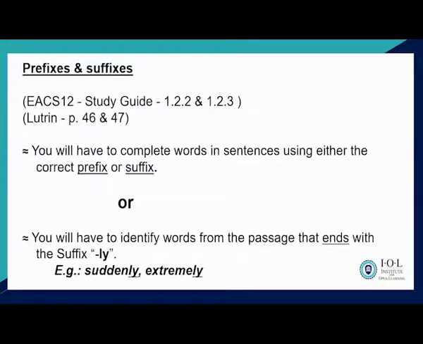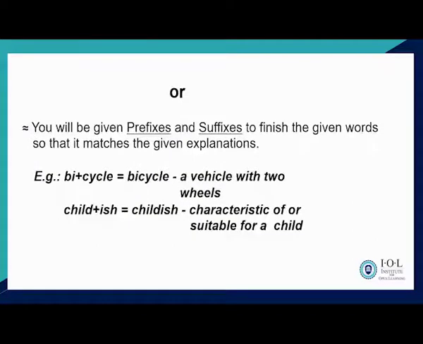Prefixes and suffixes. EACS Study Guide 1.2.2 and 1.2.3. Lutheran, page 46 and 47. You will have to complete words in sentences using either the correct prefix or suffix. Or you will have to identify words from the passage that end with the suffix "ly", for example, suddenly or extremely. Or you will be given prefixes and suffixes to finish the given words so that they match the given explanations.